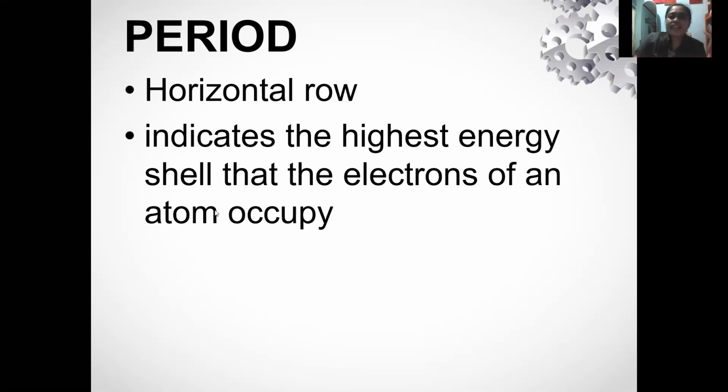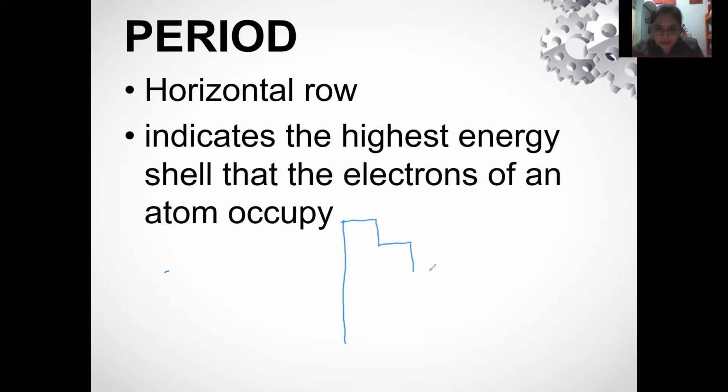So sa periodic table class, meron tayong tinatawag na period which is the horizontal row of our periodic table. So ano yung ini-indicate ng period natin? It indicates the highest energy shell that the electrons of an atom occupy. Okay, let me go back. When you say period, let me draw a periodic table sa screen since we don't have a periodic table here. So, diba, this is how you draw a periodic table.